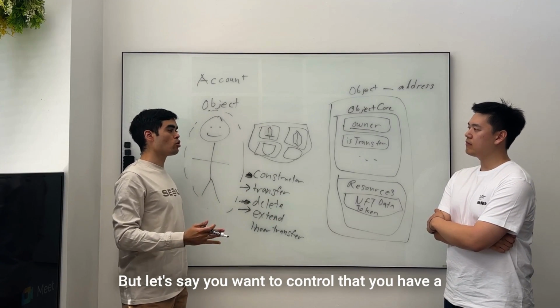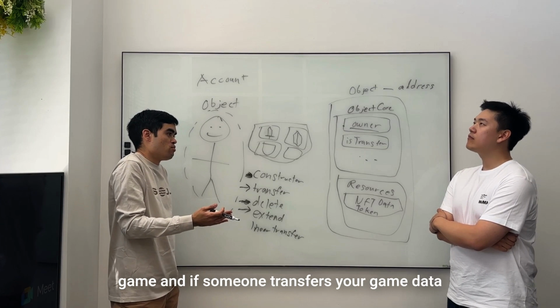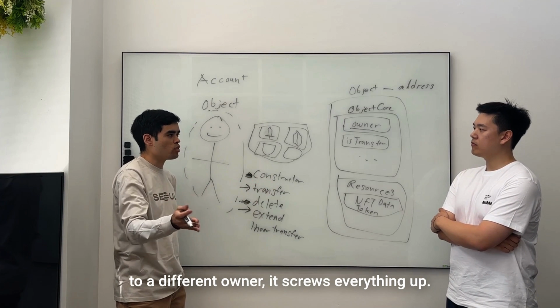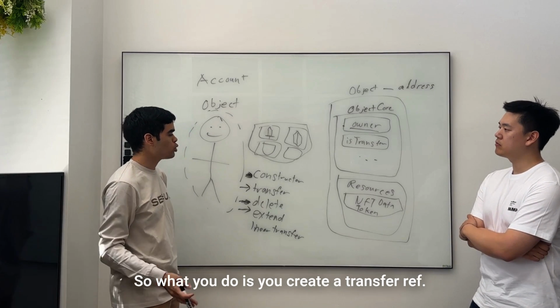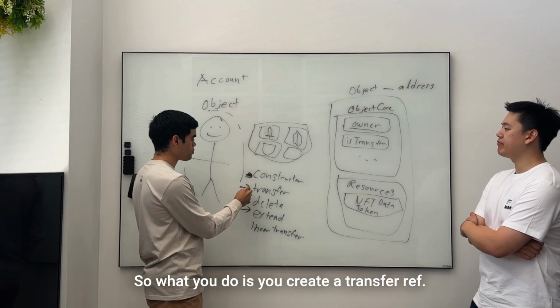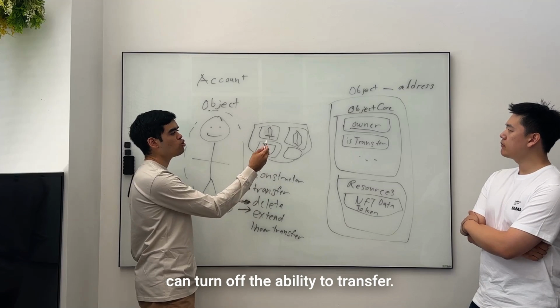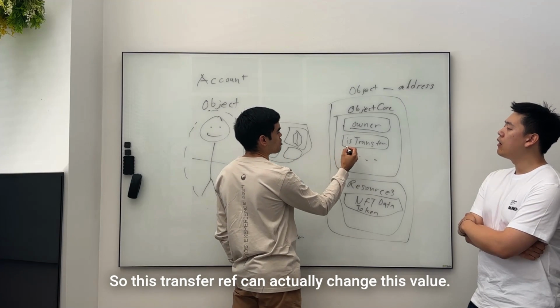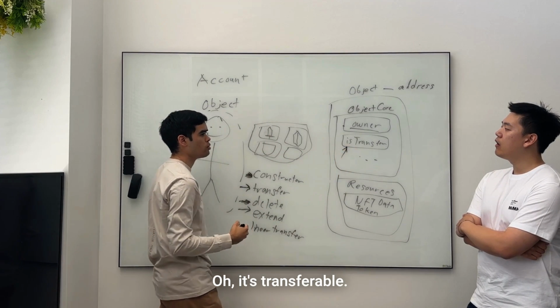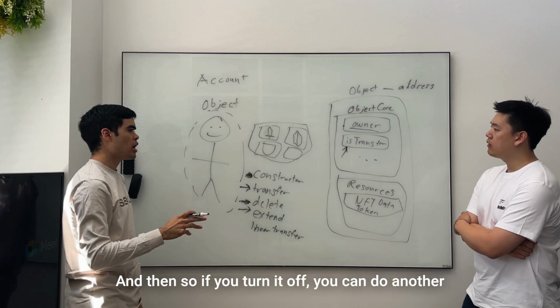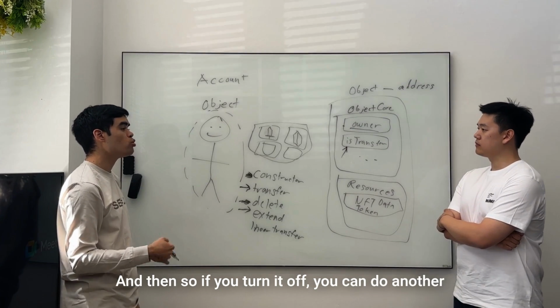But let's say you want to control that. You have a game, and if someone transfers your game data to a different owner, it screws everything up. So what you do is you create a transfer ref. You create the transfer ref, and you can turn off the ability to transfer. So this transfer ref can actually change this value if it's transferable.